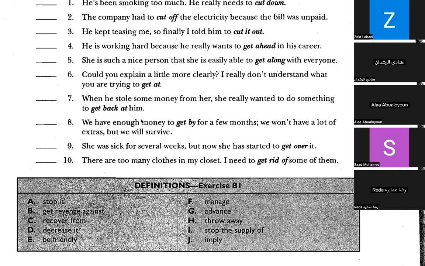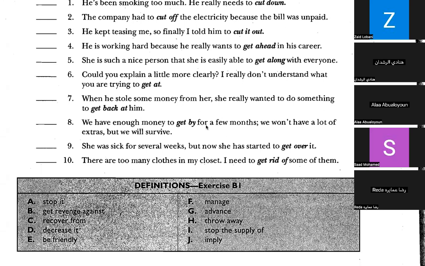We have enough money to get by for a few months. We won't have a lot of extras, but we will survive. To get by means what here? We have enough money to get by. Manage. Yes, manage. See, guys, it doesn't mean there's a lot of money, but we will be fine. We'll be okay. We can deal with the situation. Manage, guys, means get by.